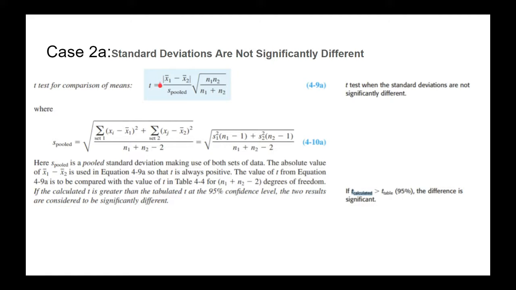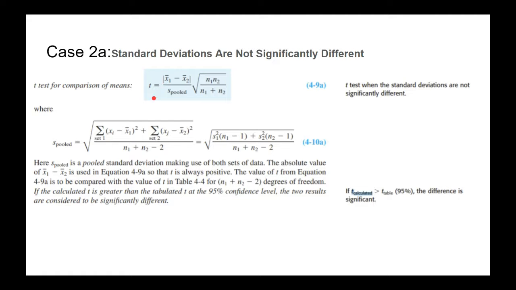So this is an absolute value. Absolute value means that we are gonna make the negative into positive, okay? And then inside of the absolute value bracket, you have x1 minus x2. This x1 tells us that we are using the mean of the first set of data, and then we're going to subtract the mean of the second set of data. Then we're going to divide that by S pooled.